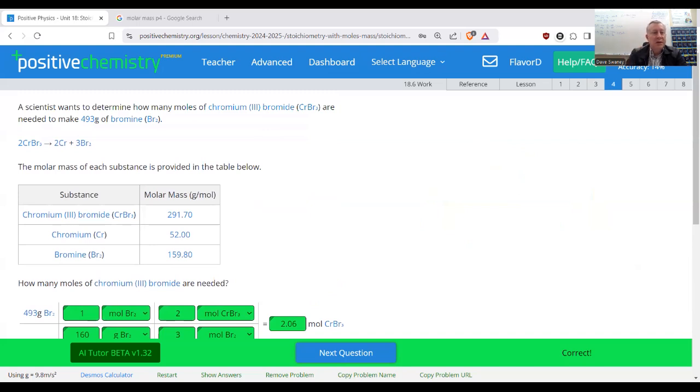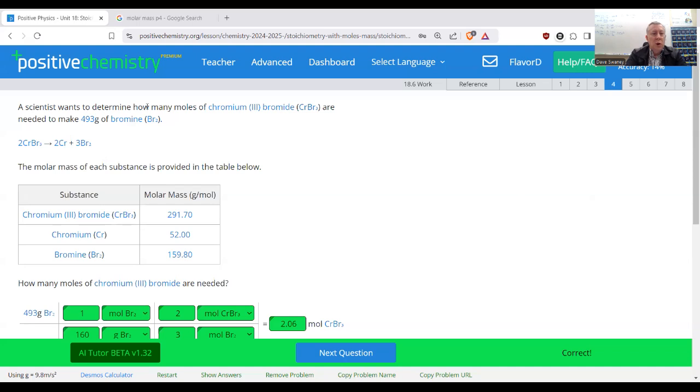Here's 18.6. We have a reaction, and they gave us the molar masses, which is nice of them. It speeds it up. By the way, when they don't give them to you, for the purposes of this whole unit, I suggest just looking them up. It's going to save a lot of time. And I hope that you already know how to add up a molar mass anyway.